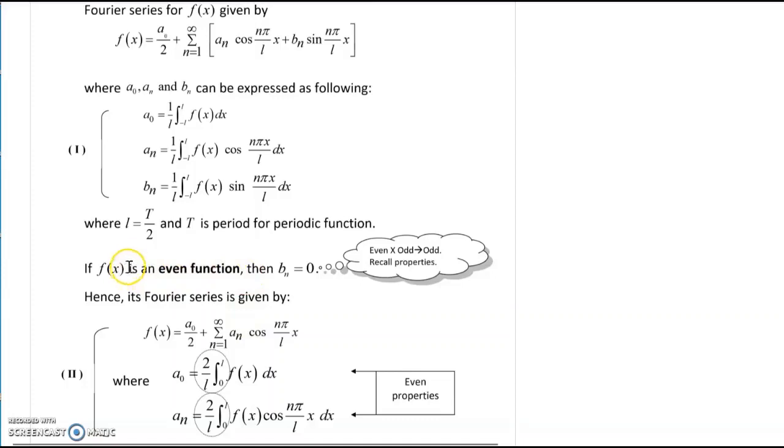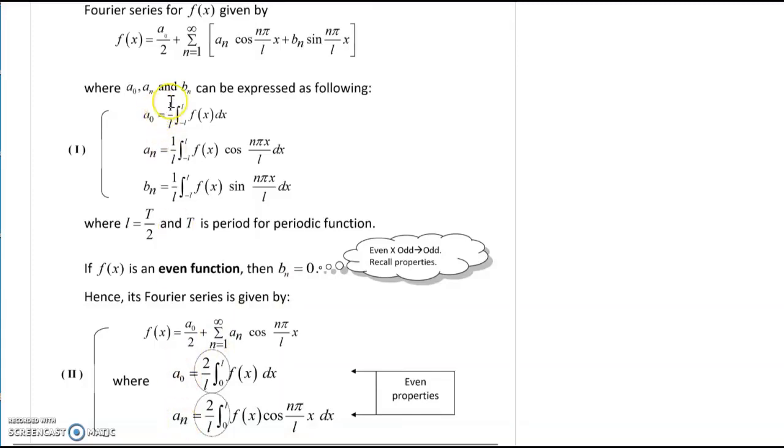Now f(x) here is even, so you multiply with the sine. Sine is odd. So even times odd will be odd, so the whole thing here will be odd. Again, back to the integral property of the odd function: if you integrate an odd function from negative L to L, the answer will be 0. So the whole thing here will be 0. That's why if f is an even function, you don't need to compute the bn. You can discard the bn, but you still need to compute a naught and an.